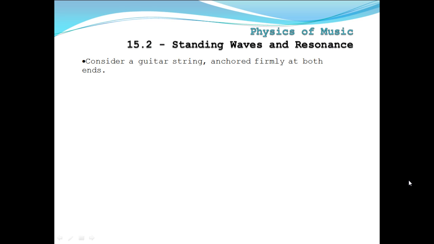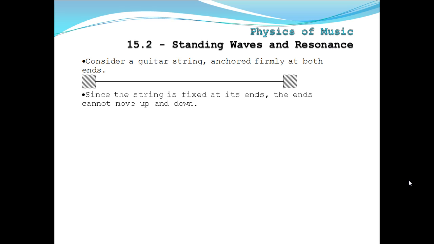So consider a tight guitar string anchored firmly at both ends. It looks something like this. Since the string is fixed at its ends, the ends cannot move up and down, so it's the fixed end boundary condition at both sides. However, the other points on the string can. If they couldn't, then we wouldn't have all the beautiful music that we hear today.